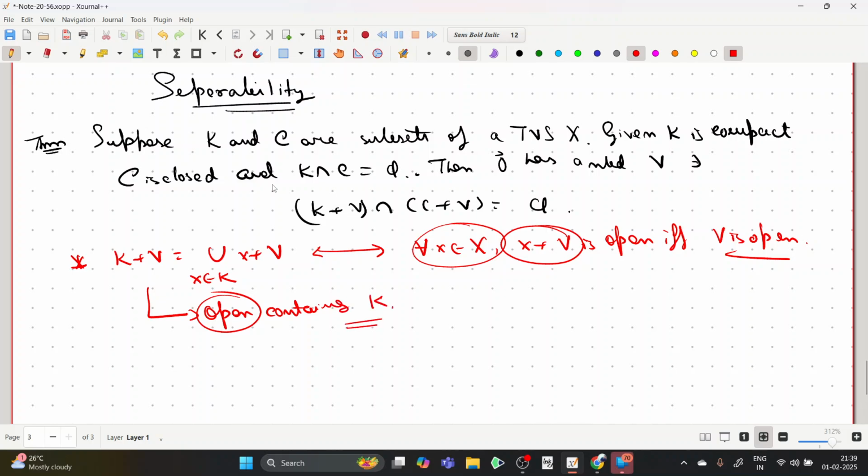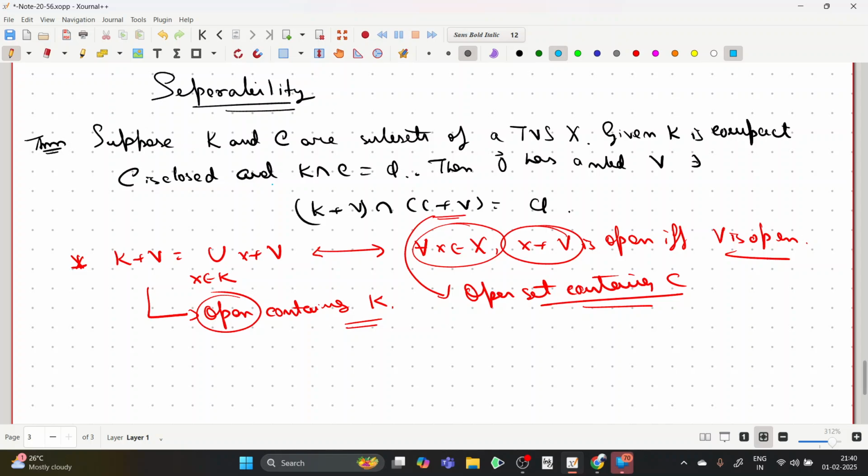Okay, clear? Similarly, we can also see that C plus V will also be an open set by the same argument, containing C. So what we actually have here is two disjoint open sets, one containing the compact set K and one containing the closed set C.